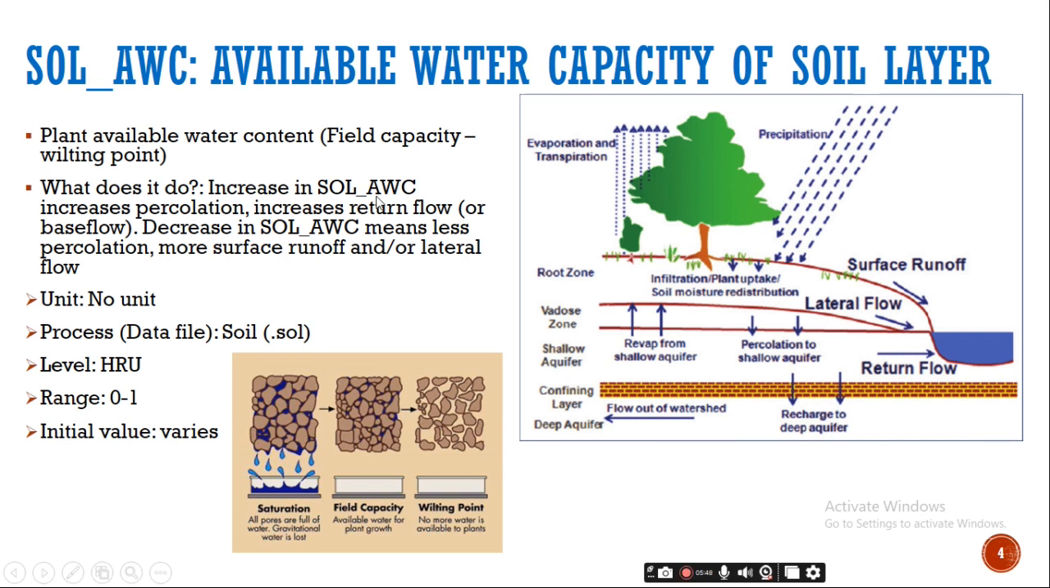Here we also have to understand what return flow and base flow are. After infiltration and percolation, the water again moves to the river, and this is called return flow and base flow. It has no unit. It processes the data in soil and it works on HRU. The recommended range is 0 to 1 and its initial value could vary.